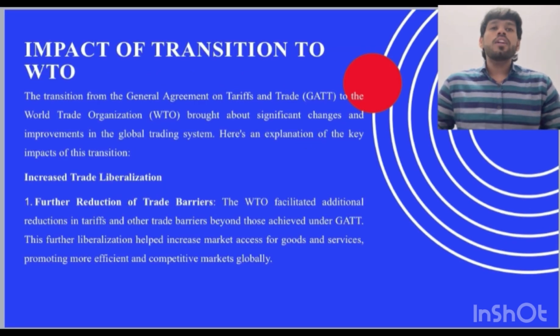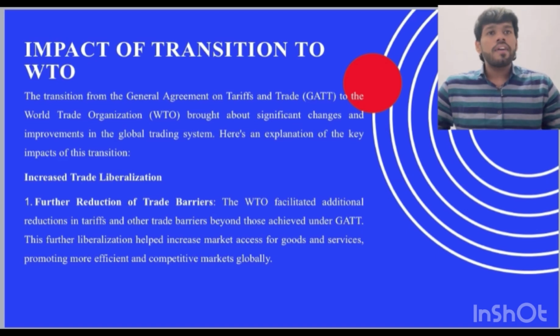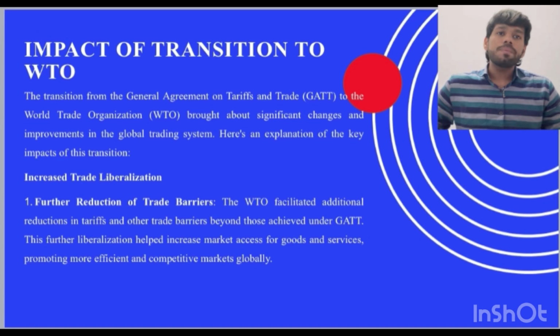Let us see about the impact of the transition to the World Trade Organization. The transition from the General Agreement on Tariffs and Trade to the World Trade Organization brought about significant changes and improvement in the global trading system. Here is an explanation of the key impacts of the transition. Let us see increased trade liberalization as the first point, further reduction of trade barriers. The World Trade Organization facilitated additional reduction in tariffs and other trade barriers beyond those achieved under GATT. This further liberalization helped to increase market access for goods and services and promote more efficient and competitive markets globally.